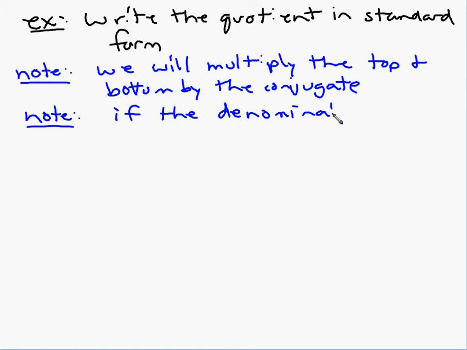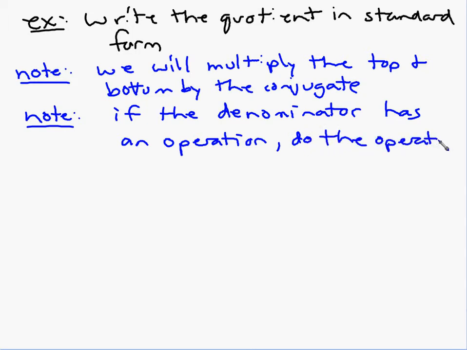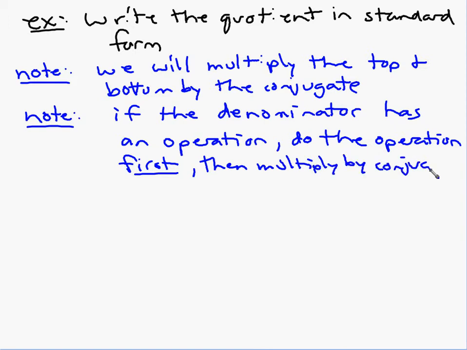If the denominator has an operation, do the operation first, then multiply by the conjugate. I know that's a big, long sentence, but I think it will be helpful here in a second on one of the problems we run into. All right? So what we're doing is we're getting rid of the i in the bottom. Let's get to some examples here.